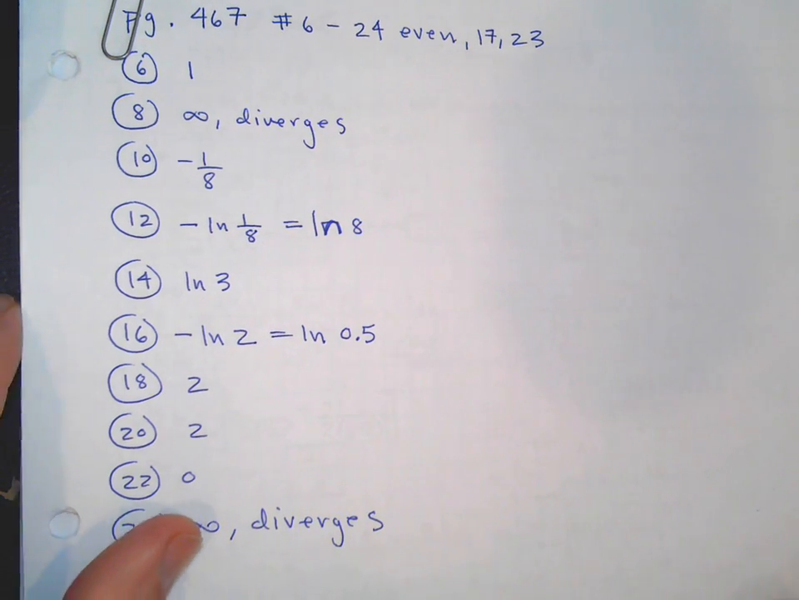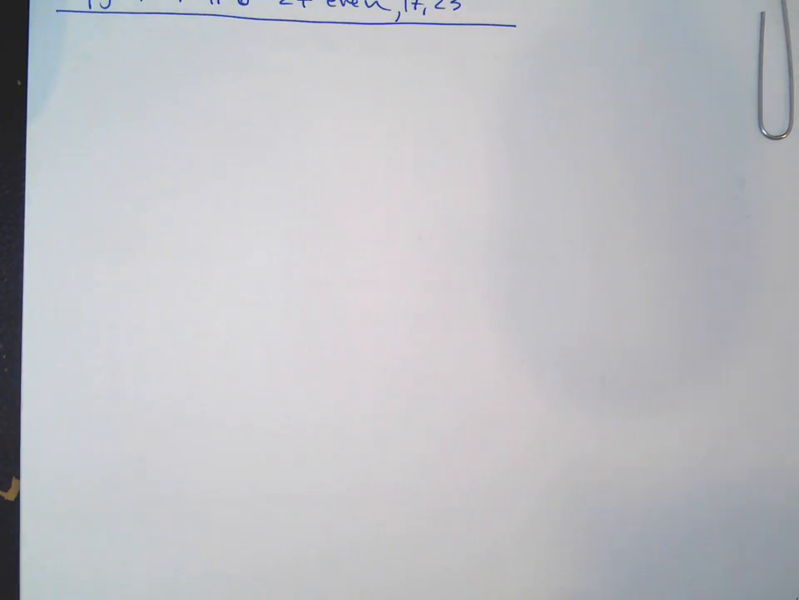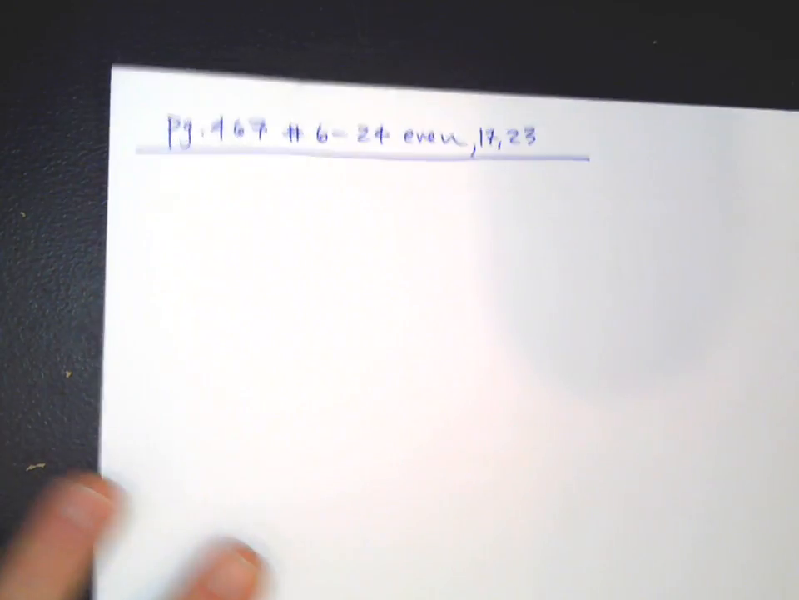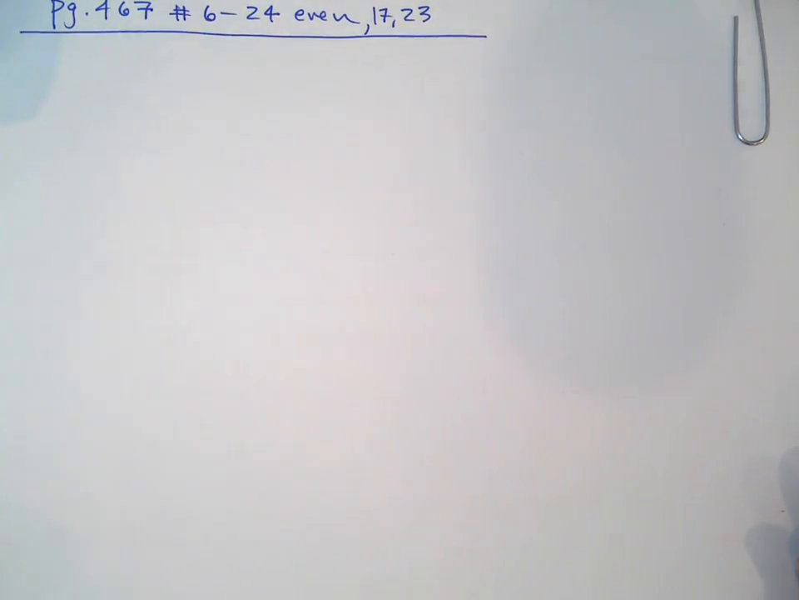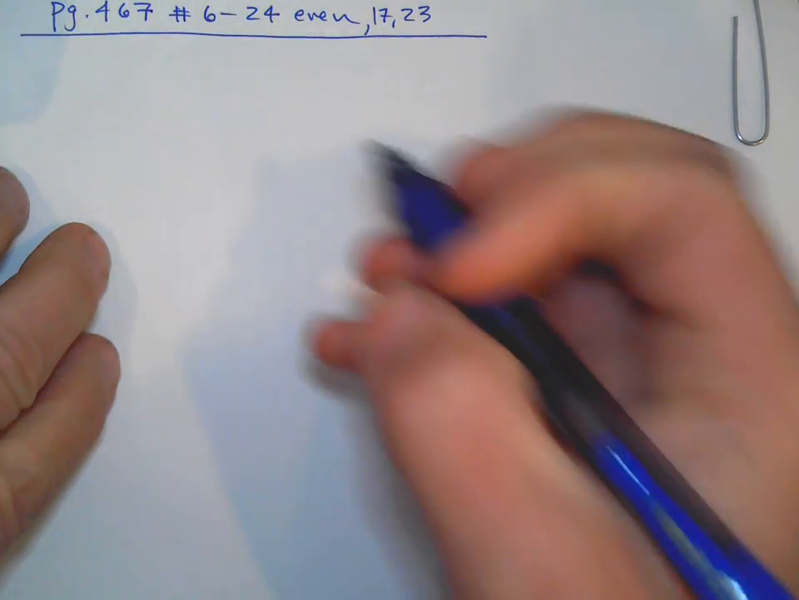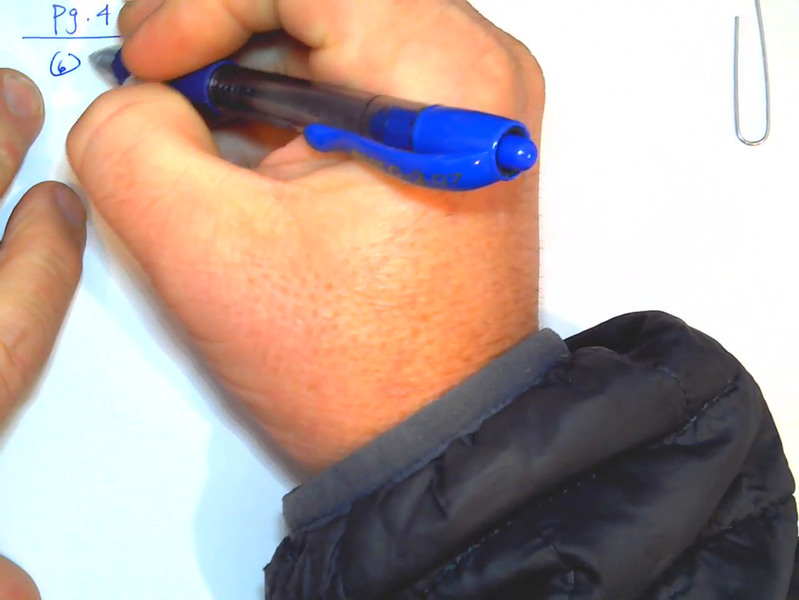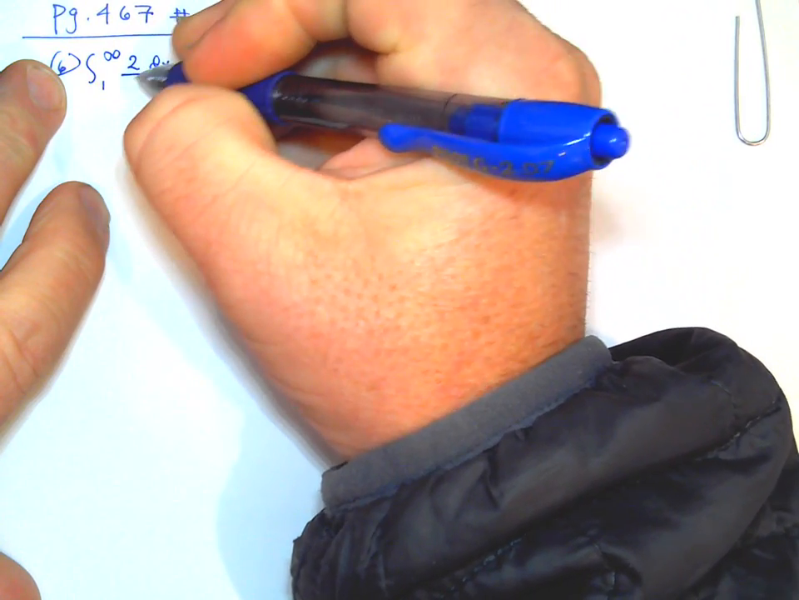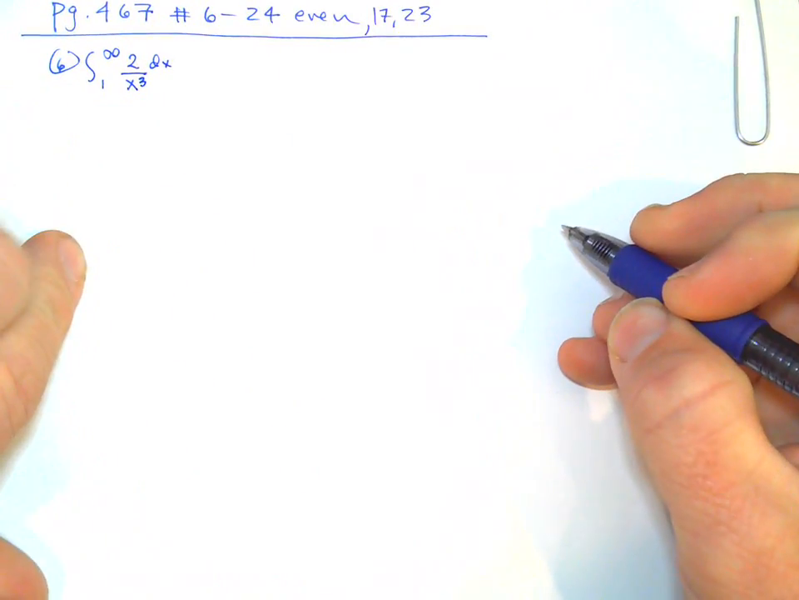Okay, let's try these out. Let's do these problems. So these are improper integrals involving infinity in their limits. So starting with 6. 6 is the integral from 1 to infinity of 2 over x cubed dx.